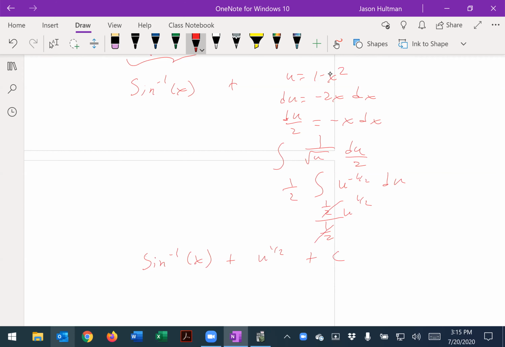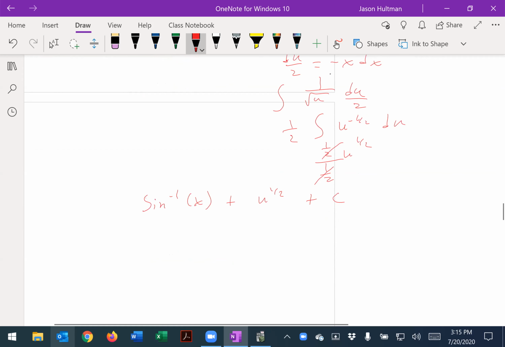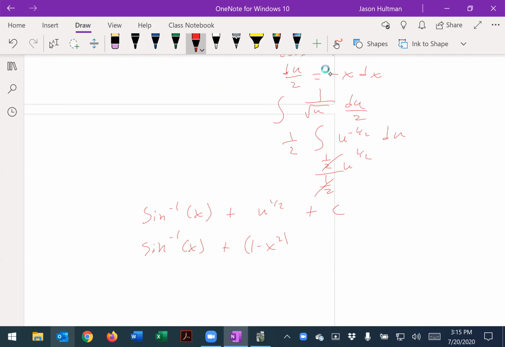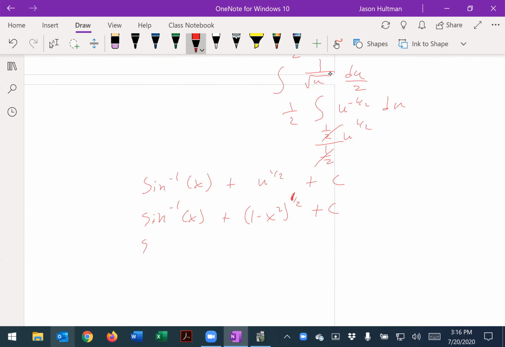But what is u? U was 1 minus x squared, right? So this is inverse sine of x plus the square root, well, let's do 1 minus x squared, right? That's the u, all raised to the 1/2 plus c. Okay, and then the arc sine of x plus the square root of 1 minus x squared plus c.